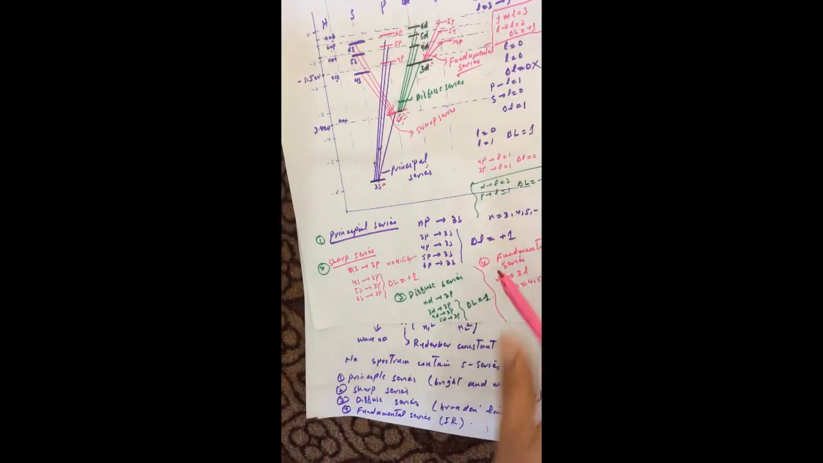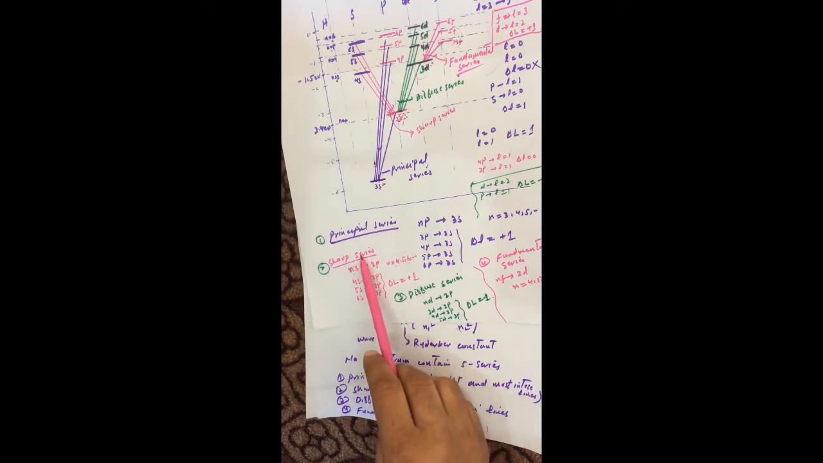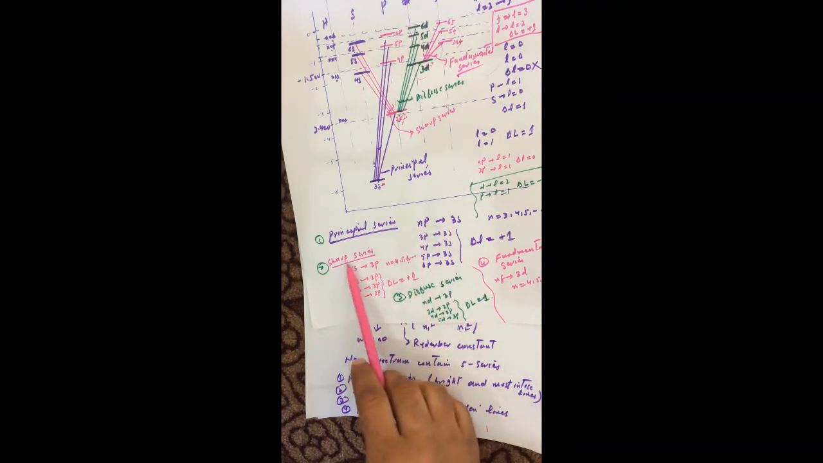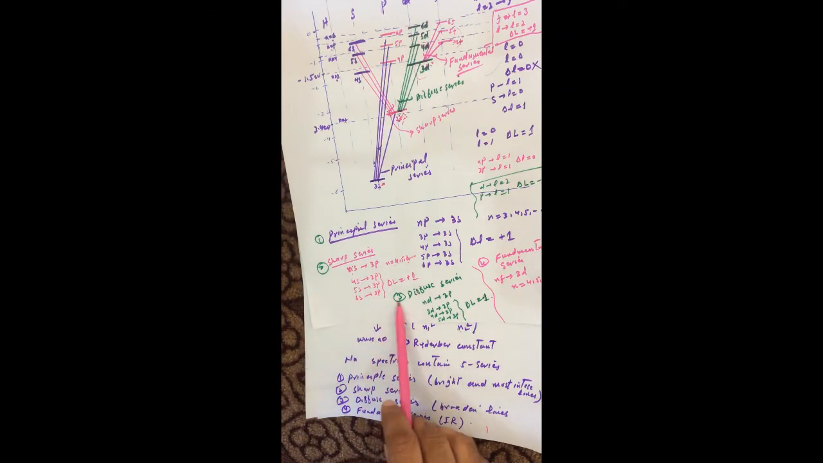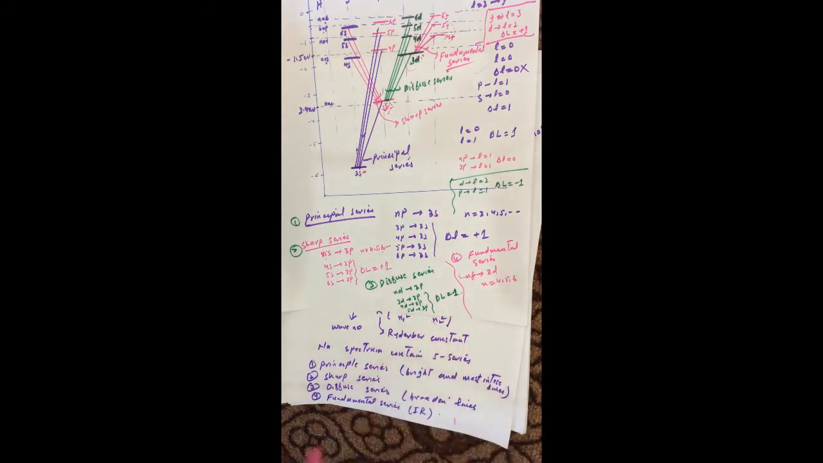So these are the 4 series we discussed for the sodium spectrum. One is the principal series, which comes from the transition from P to S. Then we have the sharp series, which comes from the transition from S to P. Then the diffuse series, from D to P. And then the fundamental series, from F to D. So here we have all these transitions.